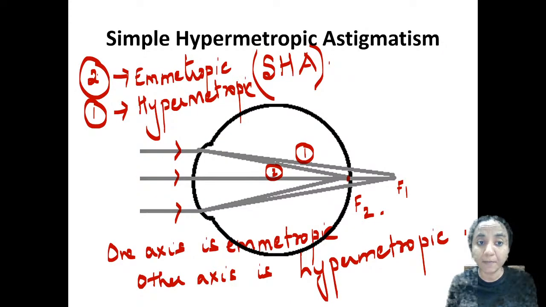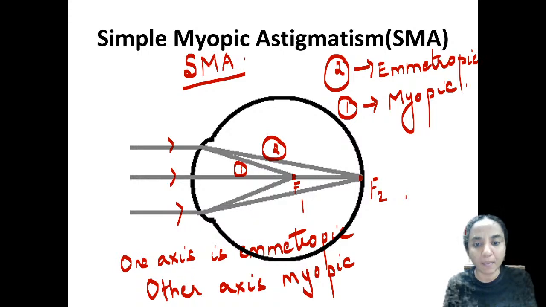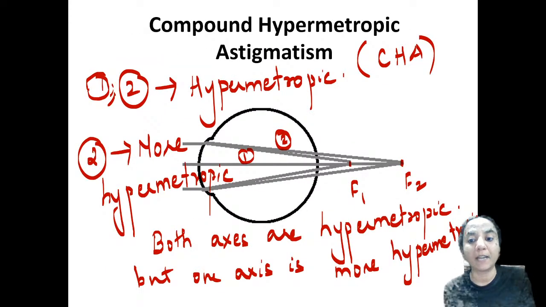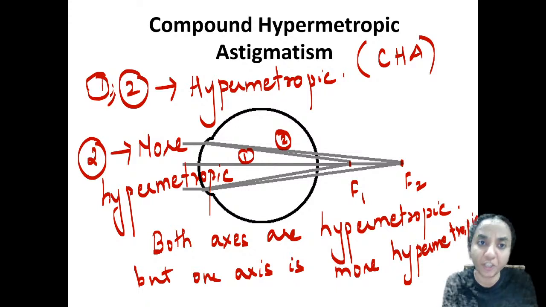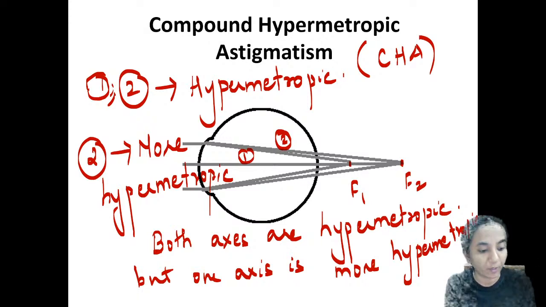In the same way, look at simple hypermetropic. In simple hypermetropic also, one axis is emmetropic and the other axis is hypermetropic. But if you compare this with compound hypermetropic astigmatism, both your axes are hypermetropic, but one is more hypermetropic than the other. This is how we differentiate between simple astigmatism and compound astigmatism. We've learned four types: simple myopic, simple hypermetropic, compound myopic, and compound hypermetropic.